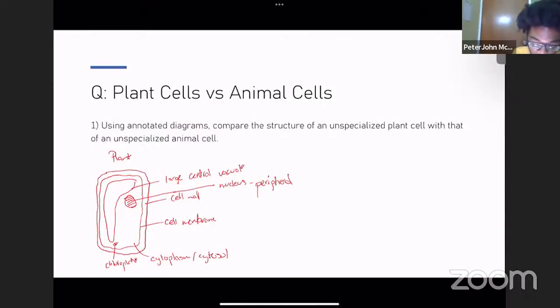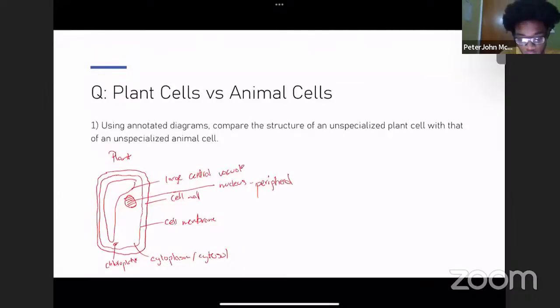What do we have around the nucleus? Peripheral? All right, so you know what the word periphery means? When something is on the periphery, it's on the outskirts. It's not in the center. So central versus peripheral. So it's kind of close to the wall versus in the center. All it means is that the nucleus is kind of off to the side.